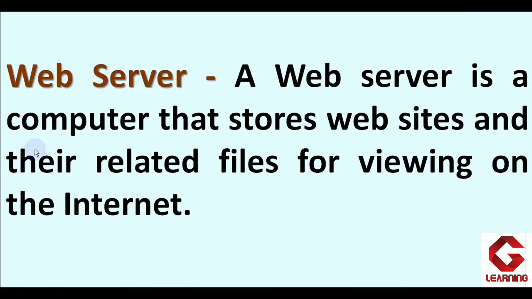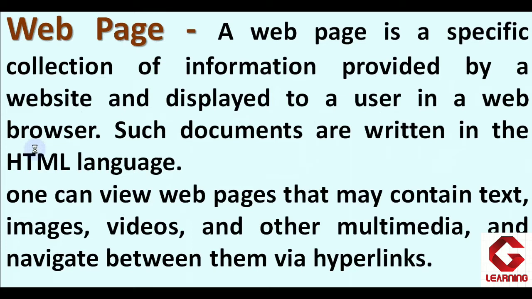Now after this, the next one is web page. A web page is a specific collection of information provided by a website and displayed to a user in a web browser. So a web page is an electronic page that provides information to a user, and we are able to open it on our computer by using a software called a web browser. To develop web pages, one language is needed, and that language is HTML, hypertext markup language. One can view web pages that may contain text, images, videos, and other multimedia, and navigate between them via hyperlinks.